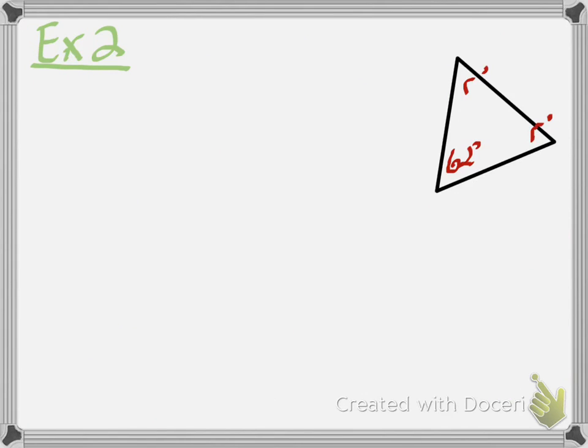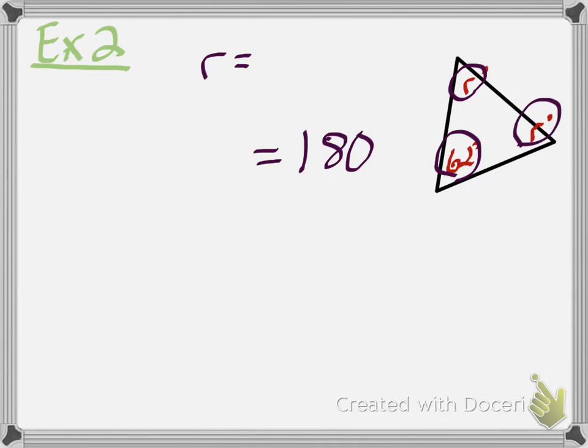So in example 2, same thing. We want to solve for the value of whatever the variable is. In this case, it's r. And we know that a triangle has to add up to 180. So we're going to take each of the angles and add them together. 62 plus r plus r. Notice I didn't just say it was one r. It's two of them. There's two different angles that are r. 62 plus r plus r equals 180.